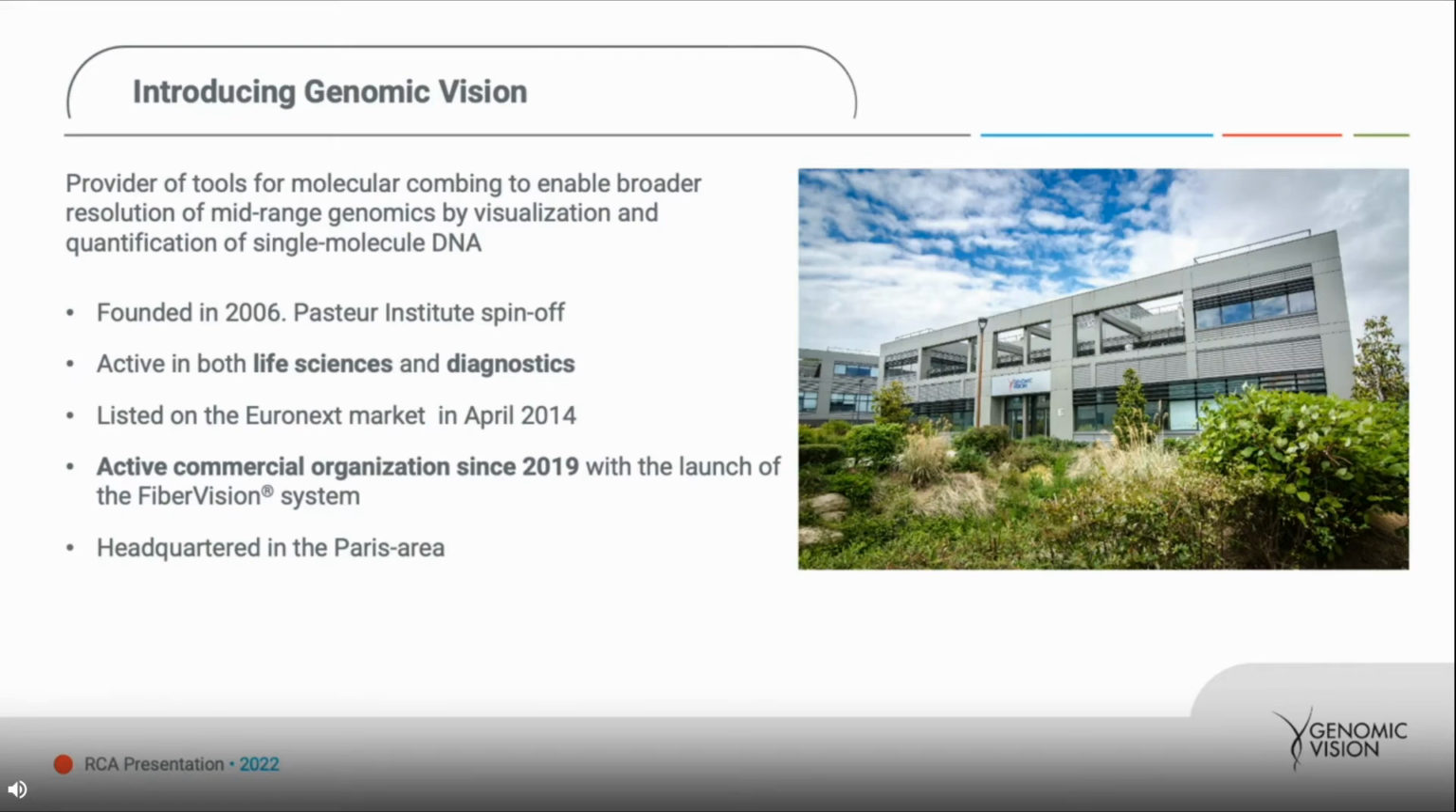First of all, I just want to give you a quick introduction of Genomic Vision. Genomic Vision is a French company based in the Paris area at Bagneux, and it's a provider of tools for molecular combing for the detection, visualization, and characterization of mid-range genomic rearrangements or events and their quantification at a single DNA molecule resolution. The company was founded in 2006, but it really started to shift as a commercial organization from 2019 with the launch of the Fiber Vision system. Since then, it has been commercializing different products, instruments, and services to cover a large number of applications with molecular combing technology.